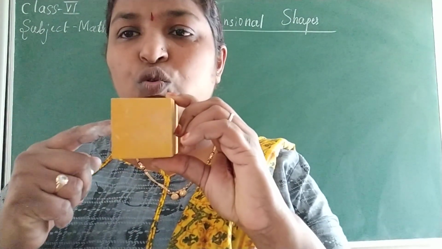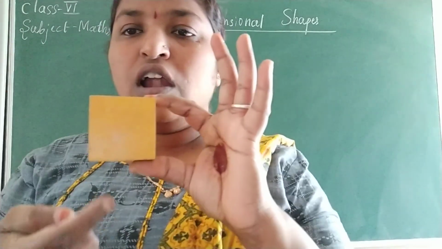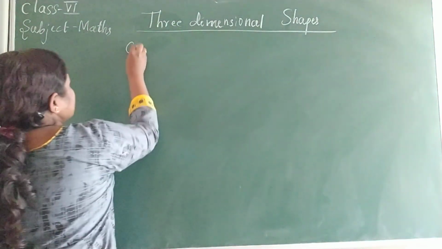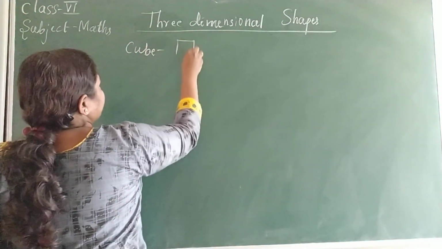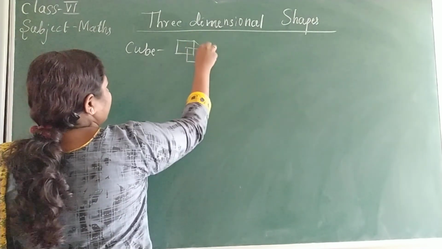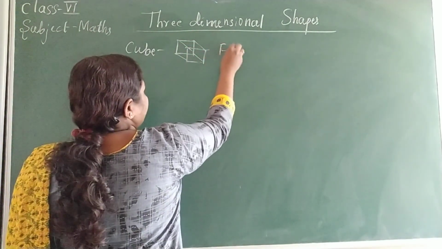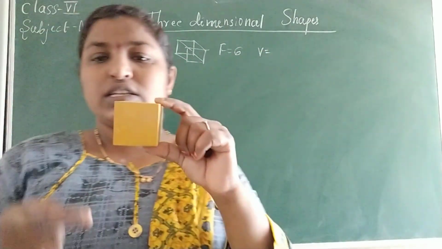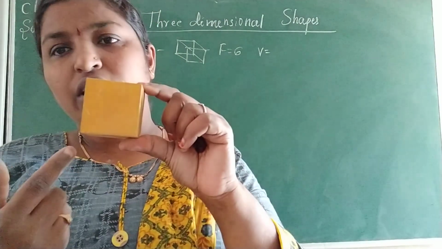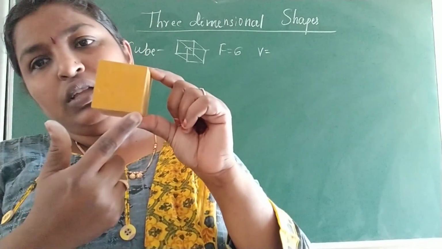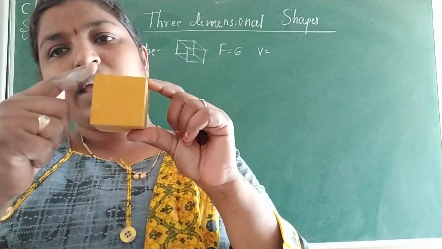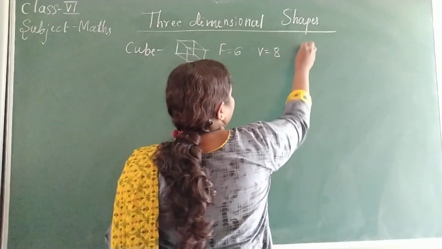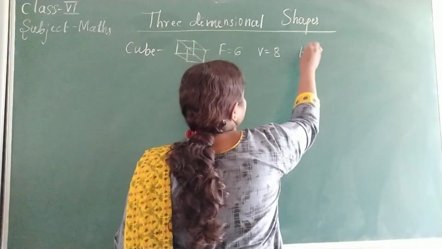1, 2, 3, 4, down one, up one. So total 6 faces. The cube has 6 faces. Then vertices. Vertices means corners. First down we will check: 1, 2, 3, 4, 5, 6, 7, 8. There are 8 corners.